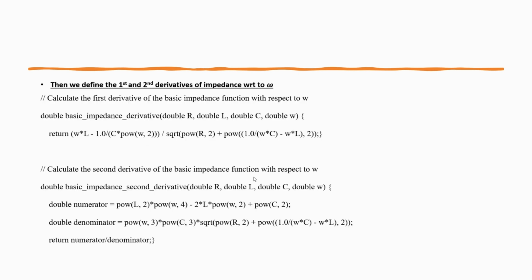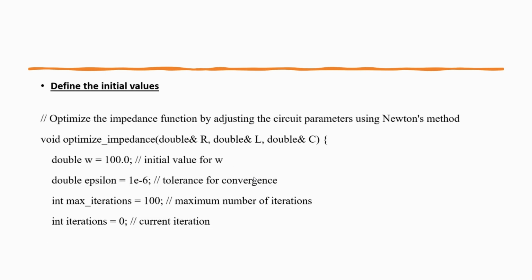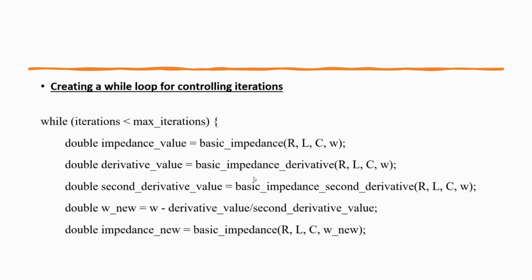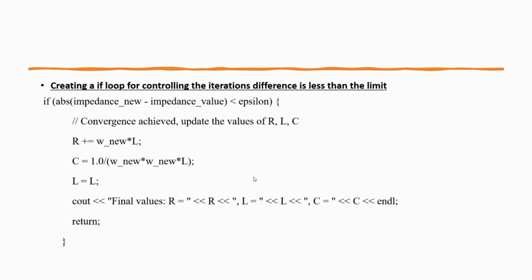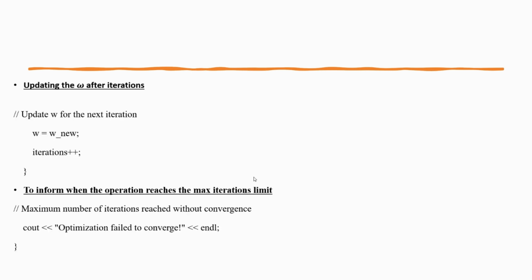Next, we'll write a code where we define the first and second derivatives of the impedance with respect to omega. By omega, we mean frequency. Next, we'll write a code which will define initial values. By initial values, I mean the basic frequency, the basic error rate, the number of max iterations, the initial iteration. Next, we'll create a while loop for controlling the iterations. Next, we create an if condition for controlling the iteration difference that is less than the limit. Next, we write a code for updating the frequency values after the iterations. Next, we write a code to inform when the operation reaches the max iteration limit.